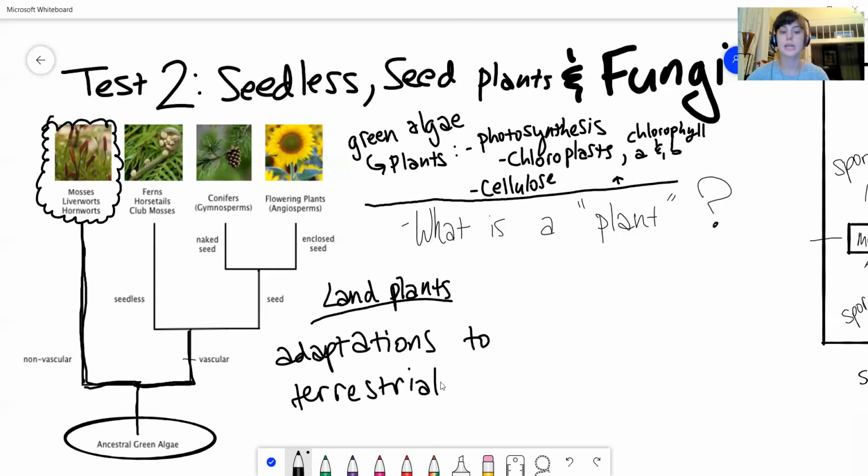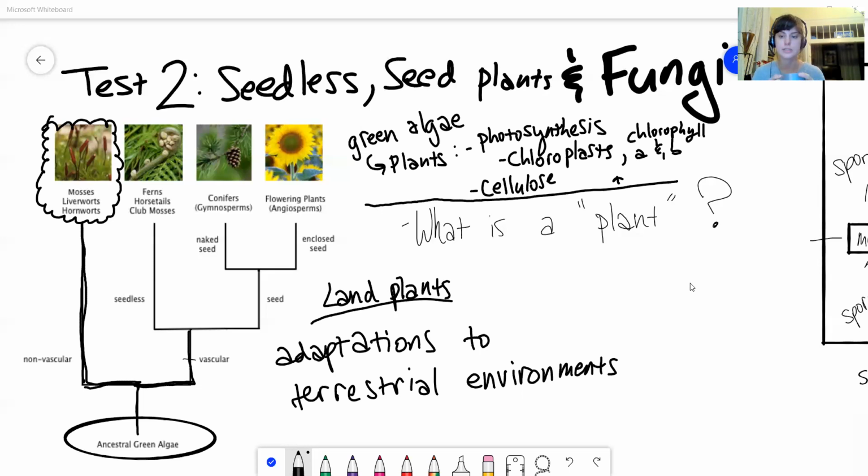Terrestrial just means on the land, like not aquatic. Aquatic is in the water, terrestrial is on land. So what are some challenges that an organism might face if it's moving from water to land? What are some problems with living on land?